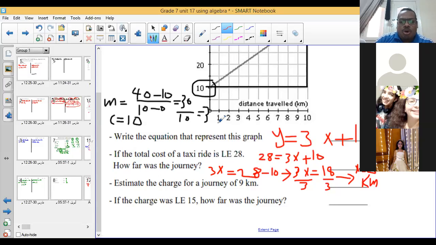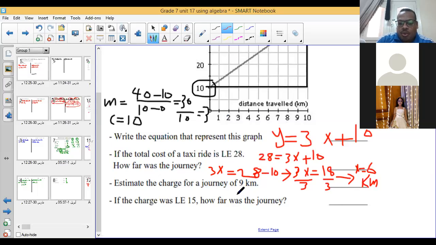If the charge was 15 pounds, how far was the journey? Have you a problem? You forgot the question. Yes, estimate the charge for a journey of 9 kilometers. So we will replace x by 9.